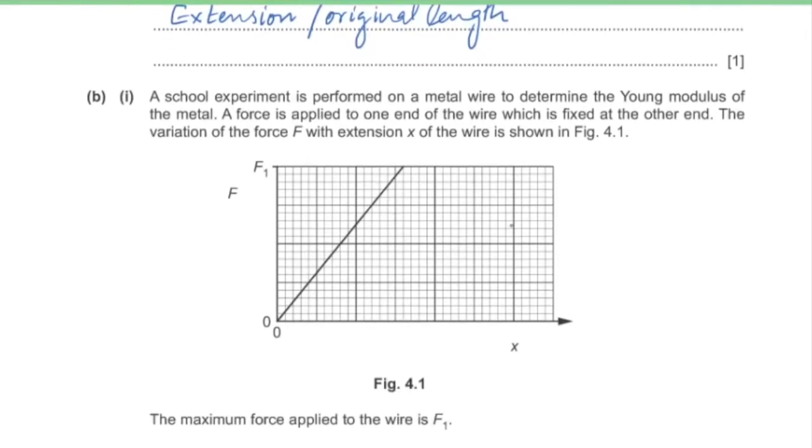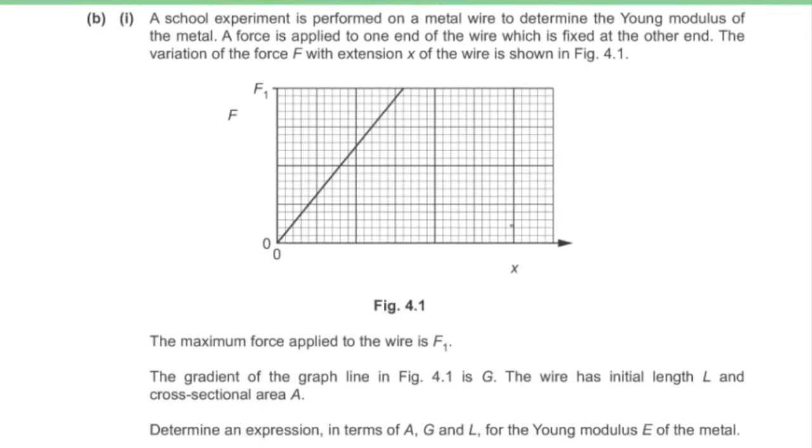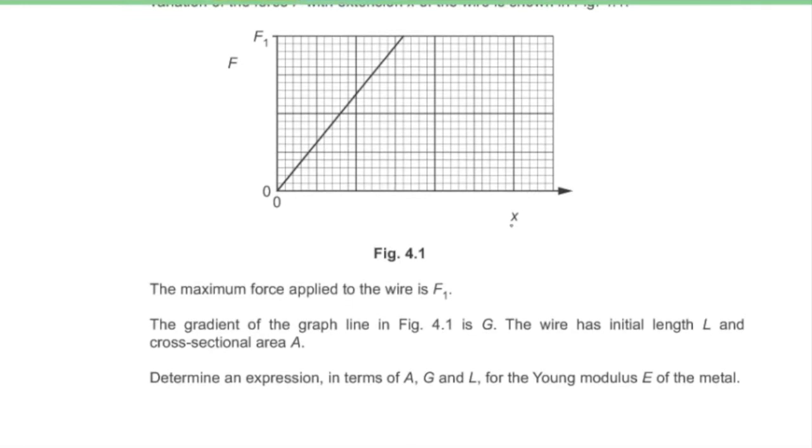Part B1, a school experiment is performed on a metal wire to determine the Young modulus of the metal. A force is applied to one end of the wire, which is fixed at the other end. The variation of the force F with extension X of the wire is shown in figure 4.1. The maximum force applied to the wire is F1. The gradient of the graph line in figure 4.1 is G. The wire has initial length L and cross-sectional area A. Determine an expression in terms of A, G, and L for the Young modulus of the metal.